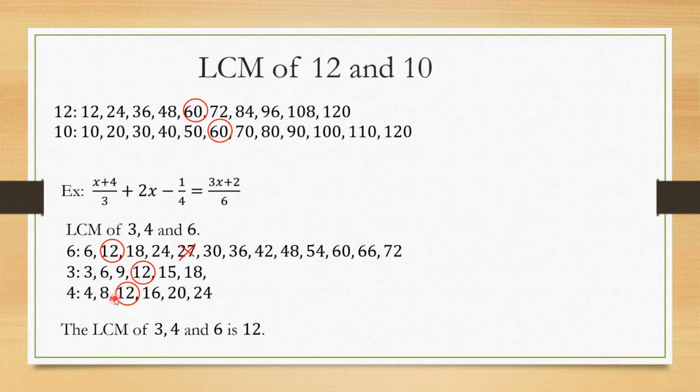So we have 12 here. 12 is the LCM. Again, 12 is the first number that appears in all 3 lists, so it's the least common multiple of 3, 4, and 6.